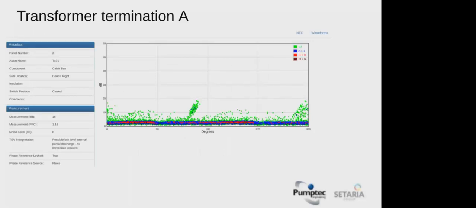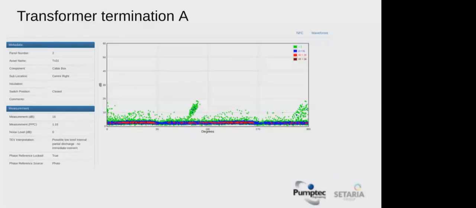But unlike the ones we saw earlier, you can't see the mains waveform, but we do have an x-axis which runs from 0 to 360 degrees. The absolute position of the partial discharge is not important. What we're after is that separation by 180 degrees. And you can see two groups of activity here.